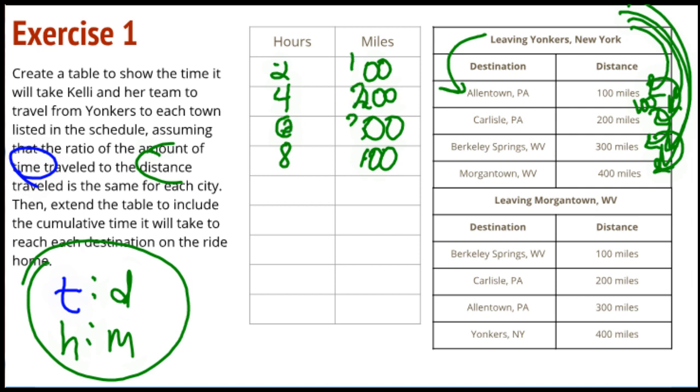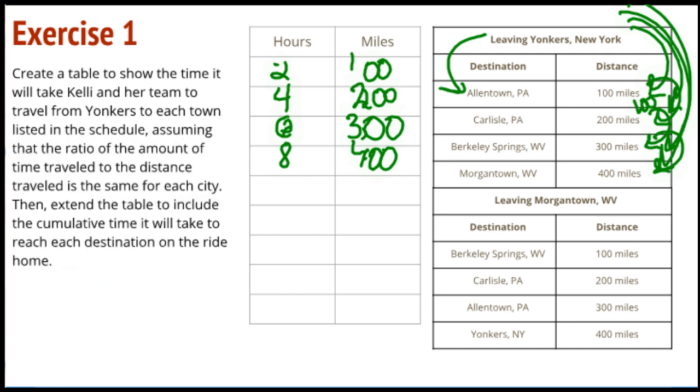After 6 hours, they've traveled 300 miles, and after 8 hours, they've traveled 400 miles. And it says here that I am supposed to extend the table to include the ride home. So they leave Morgantown and they travel for another 2 hours, and they've traveled another 100 miles.